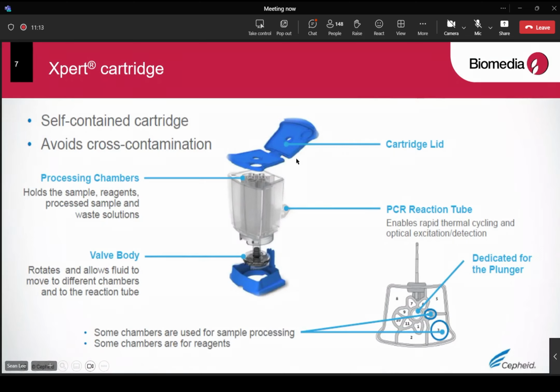Okay, so if you do PCR tests, you need a place for PCR amplification. So at the back of the cartridge, there will be one slot, one plastic piece. This is called PCR reaction tube. So this is where the rapid thermocyclings happen, and this is where the optical excitation and detections happen. So it is very important when you handle this cartridge, do not hold the PCR reaction tube. If this side is dirty, it will affect the result. Okay.